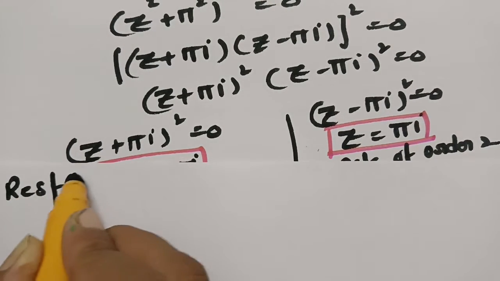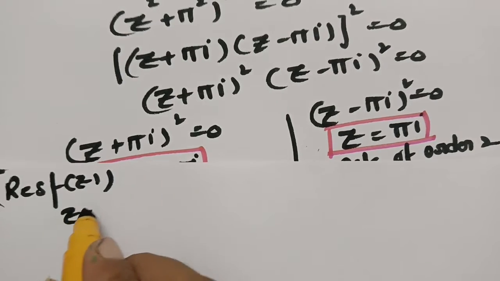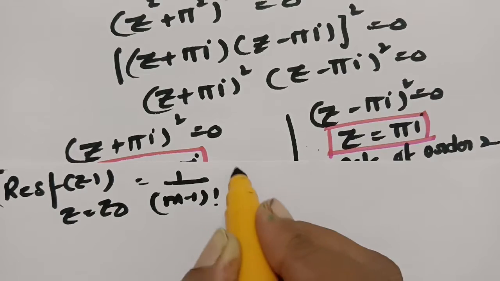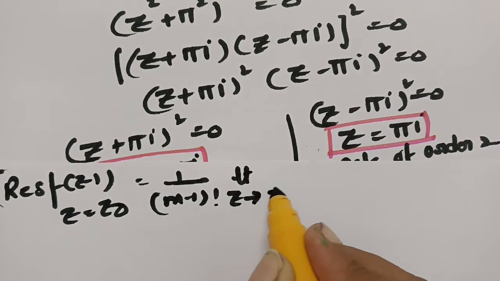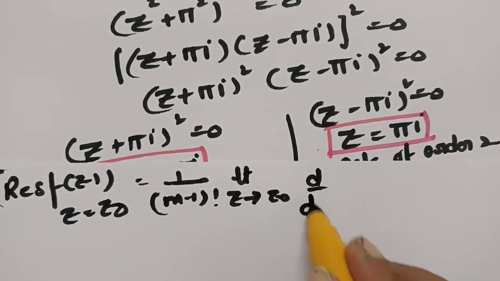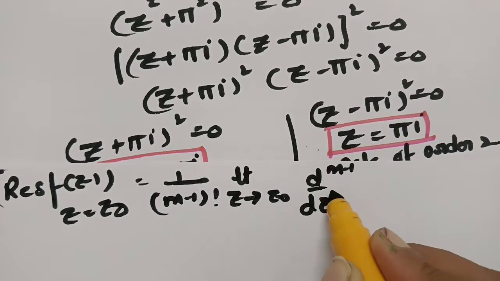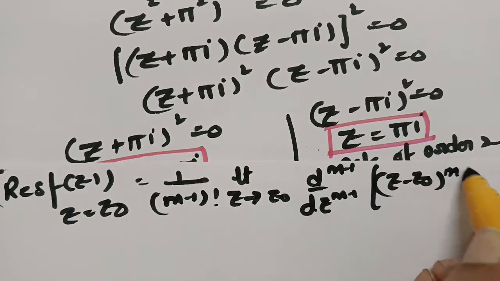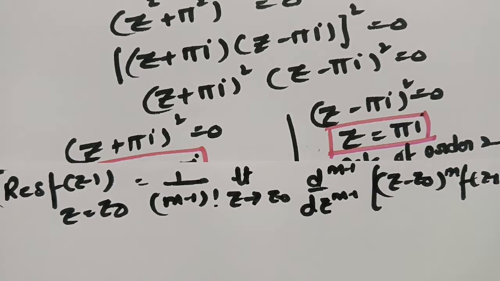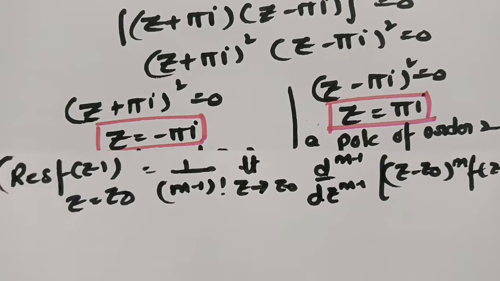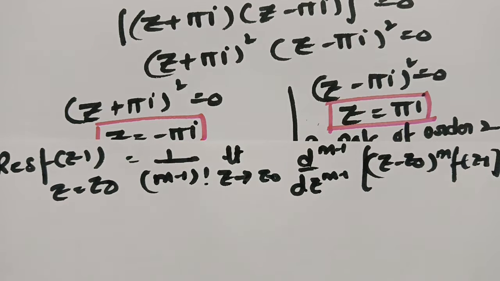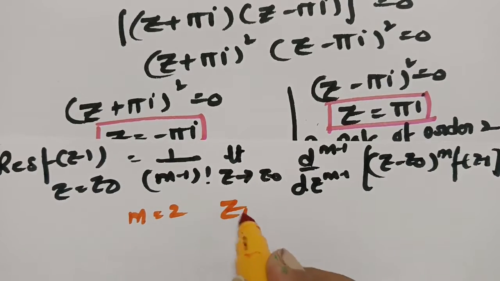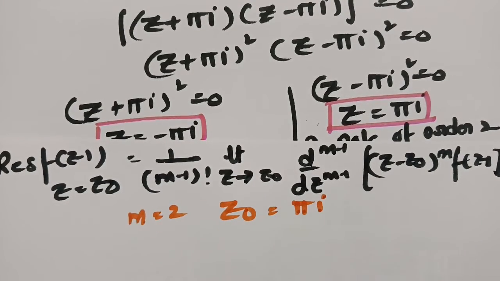Residue of f of z at point z equal to z naught is nothing but 1 by (m minus 1) factorial into limit z tends to z naught, d by dz to the power m minus 1, into (z minus z naught) to the power m into f of z. Clearly, in this formula, if I substitute the m value, the order here is equal to 2, and the z naught value is plus pi i.